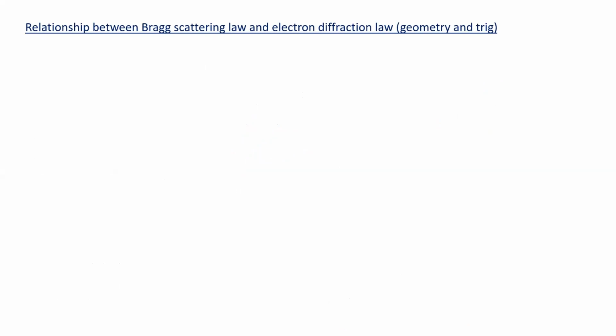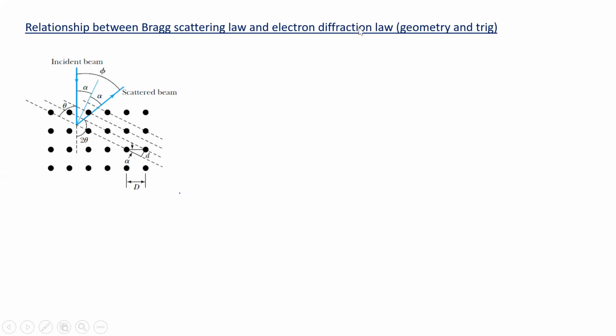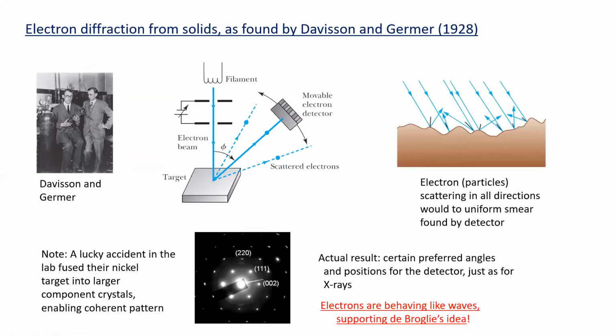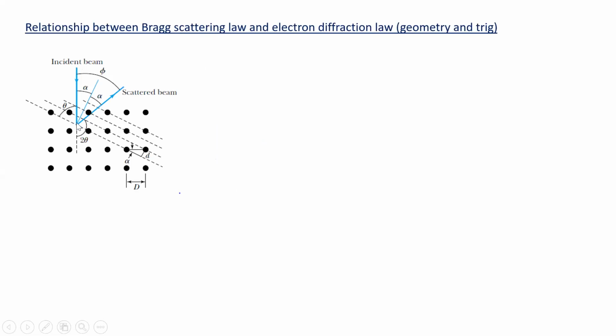Finally, I want to go over the relationship between the Bragg scattering law for X-ray diffraction and the electron diffraction law, some geometry and trigonometry, but I think it's worth going through. This is the geometry of the electron diffraction right here, the electron diffraction of Davisson and Germer. We have an incident beam that comes in, a scattered beam, and the angle between them is phi. It's convenient to define that angle phi as twice alpha. So there's a bisector here, and alpha is half the angle phi.